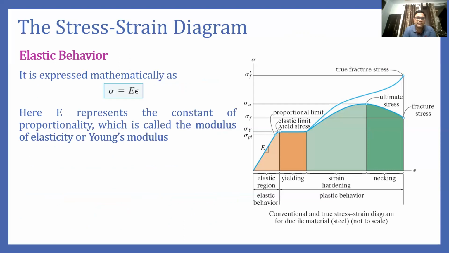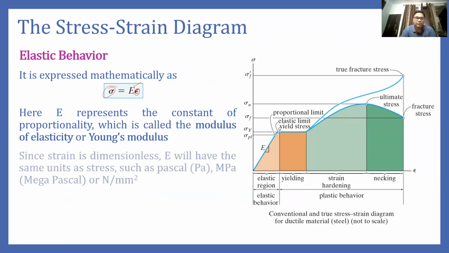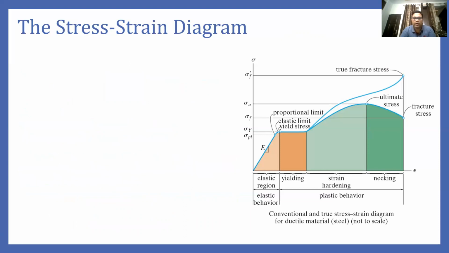Now here you can see strain has no dimension, so the unit of E will be the same as the unit of stress, which is Newton per mm square or megapascal or Pascal. So the unit will be the same. So that is the elastic behavior. Now we will talk about the next behavior of the material, which is yielding.